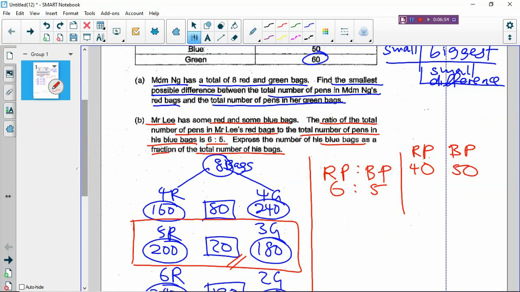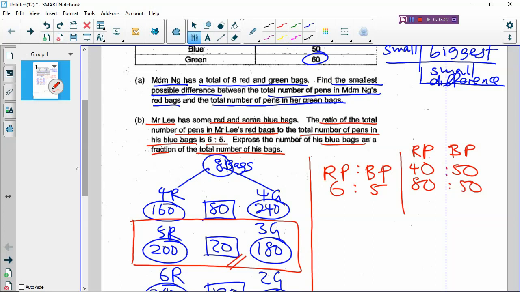So what are we supposed to do? We do a little bit of guess and check again so that we get our ratio, which is 6:5. Now you look at 40 and 50. What's the ratio? 4:5, which is not 6:5. So we increase another red bag, so that'll be 2 red bags, 80:50, which in simplest form is 8:5, still not 6:5.